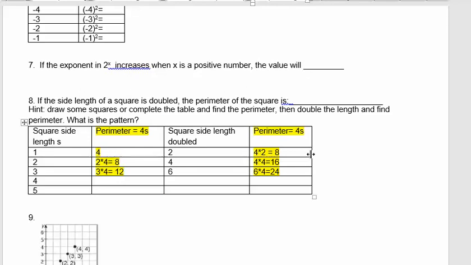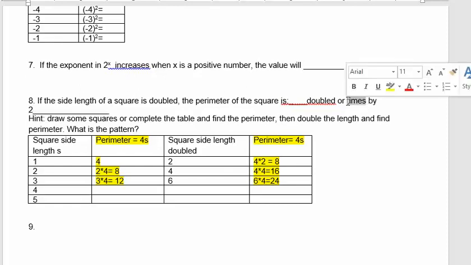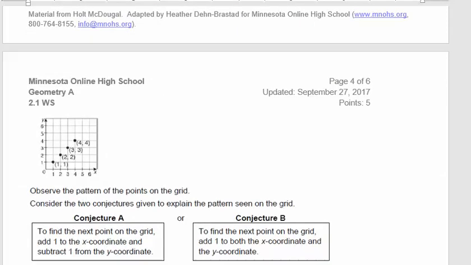I went from 4 to 8. I doubled it. I went from 8 to 16. That's also doubled, or times 2. And then I went from 12 to 24. I multiplied it all by 2. So we could say it's doubled, or multiplied by 2 would probably be a better way to write that. All right, so that's how you make a conjecture based on a pattern.